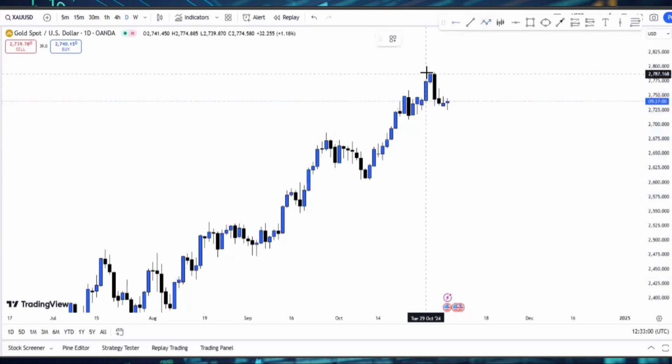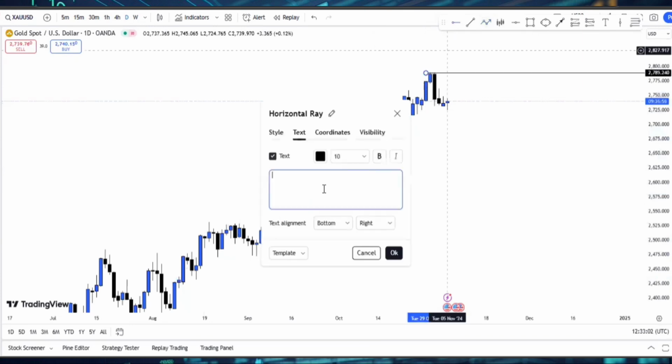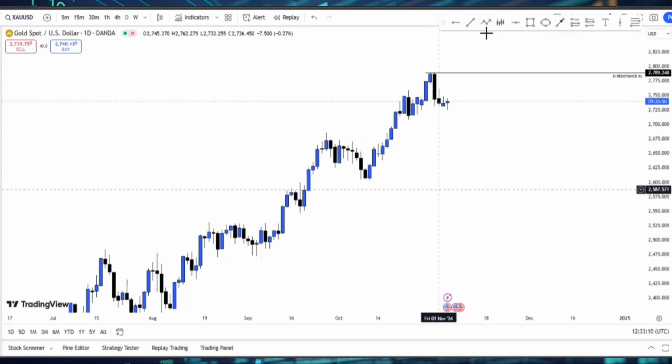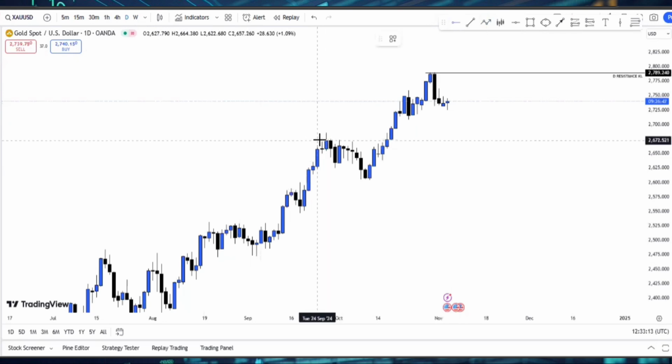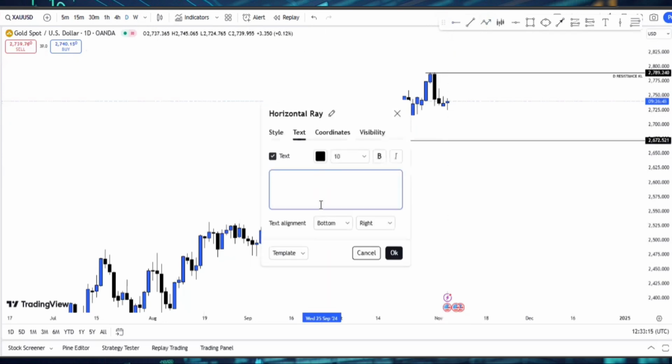So if you notice right now, this is a daily key level, and that key level is a daily resistance. That is a daily resistance key level, just like this. All right, and here's our daily support exactly here. This is our daily support. Daily support key level, just like this.